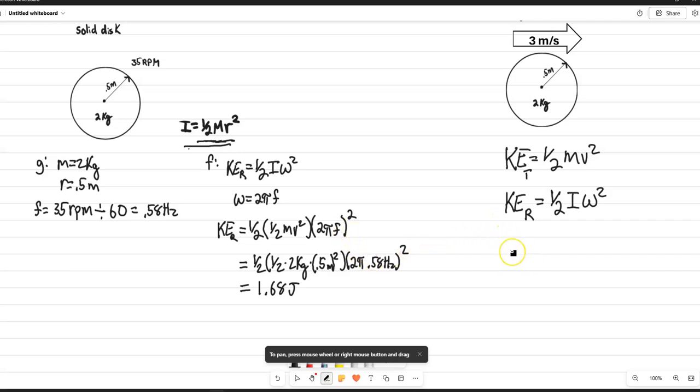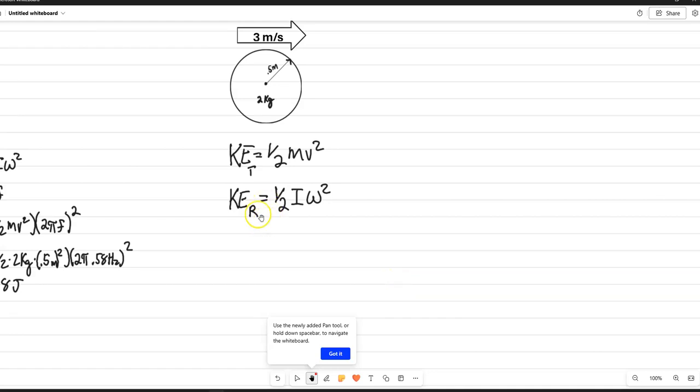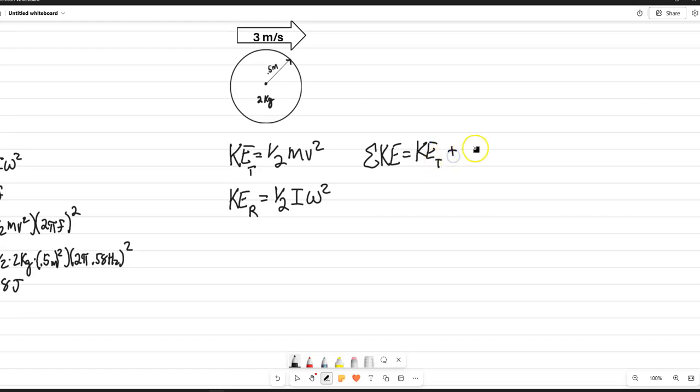All right, let's now take a look at an object that is rolling. Here we go. We have two things happening at the same time. It's sliding along, so let's add these up. We're going to take the kinetic energy translational and add that to the kinetic energy rotational. Let's make a big old giant formula here.